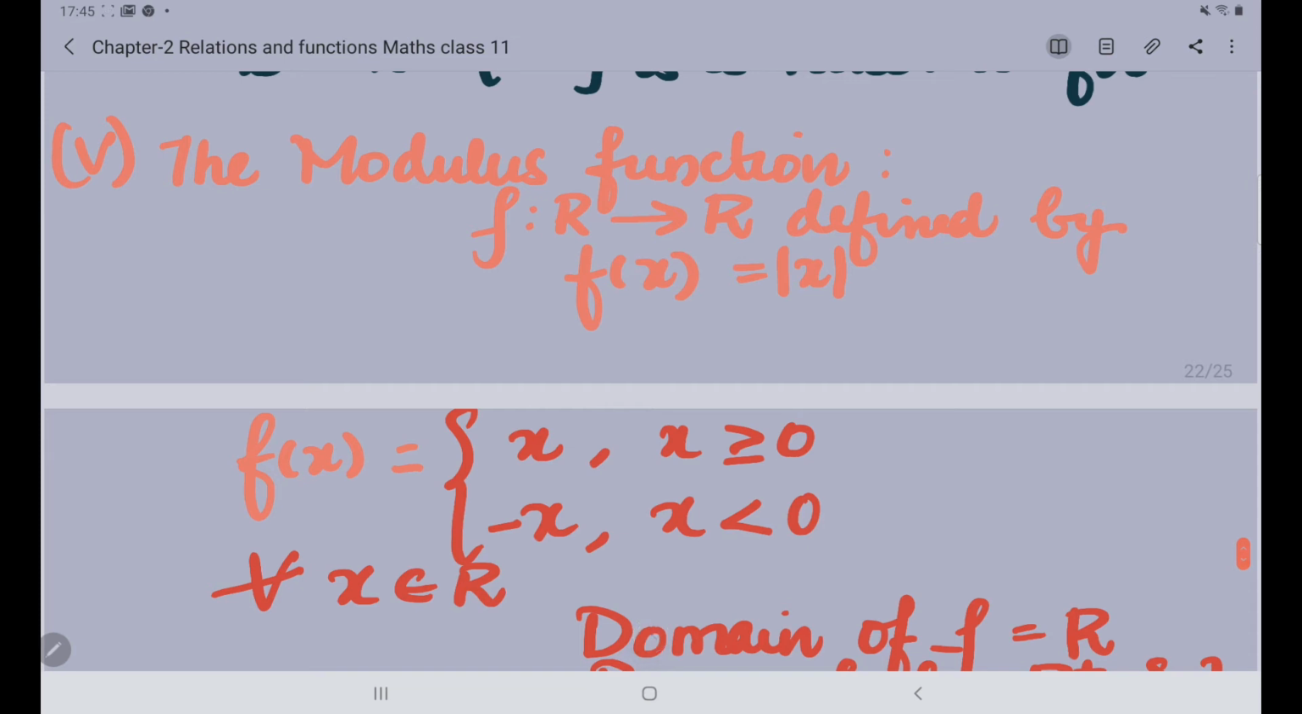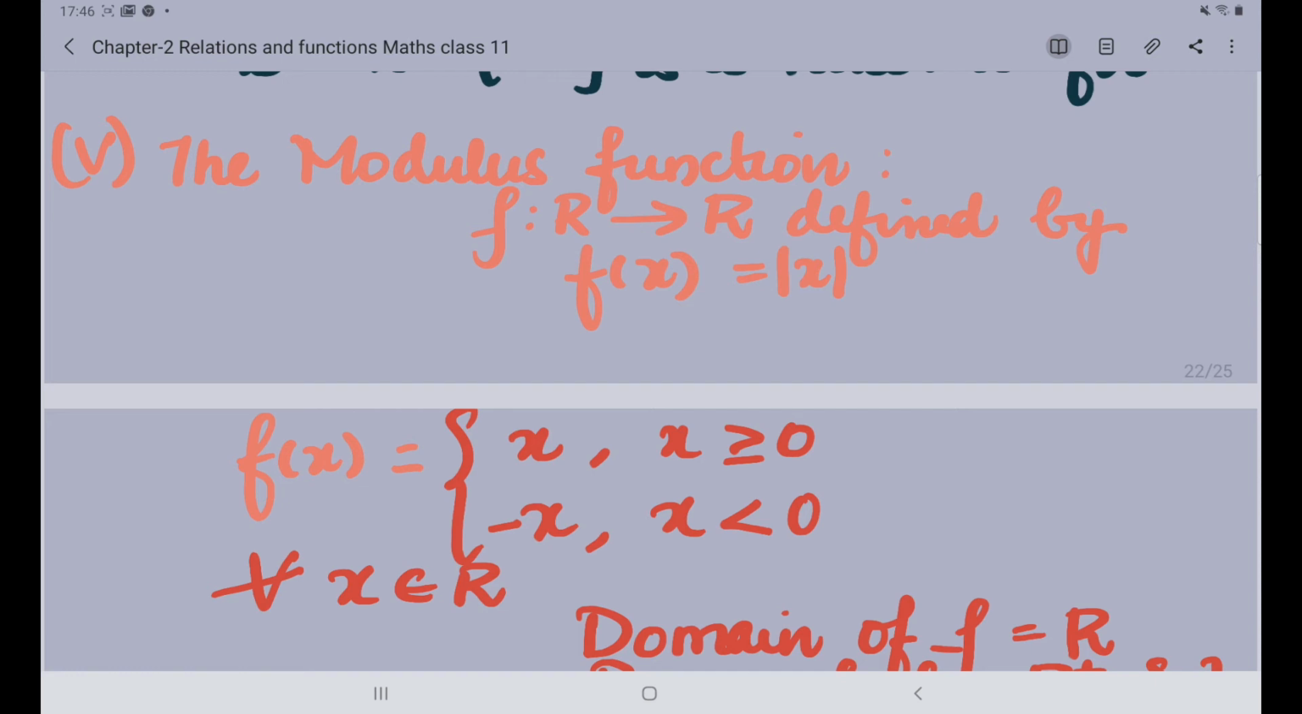Modulus functions are the real functions of the type where f is a function from R to R defined by f of x is equal to mod x. Mod x can actually take two values. That is, its value is positive x, that is plus x, when the value of x is greater than or equal to 0. It will take the negative value, that is negative x, if the value of x is less than 0. For example, let's say y is equal to mod of 2. Okay, so what are the possible values of the domain? Domain can be also 2. Okay, domain can be also minus 2 also.